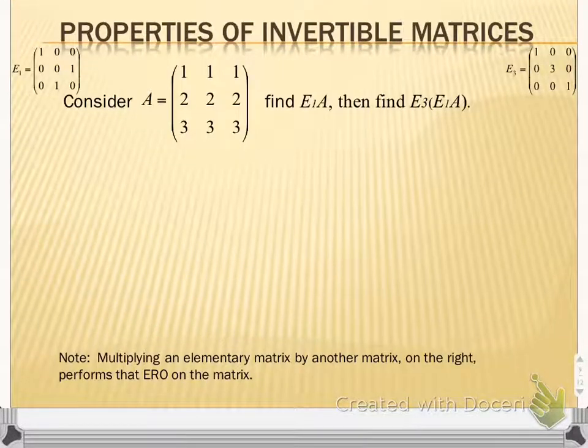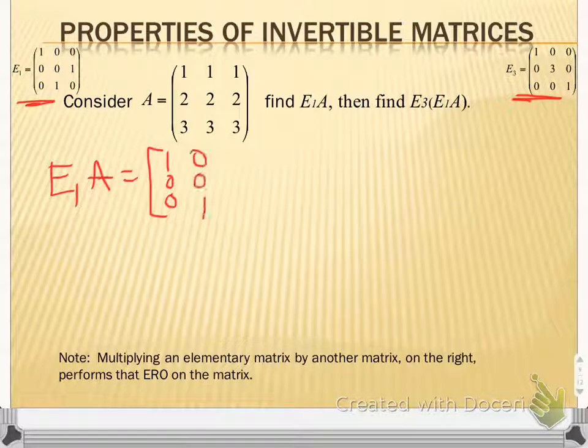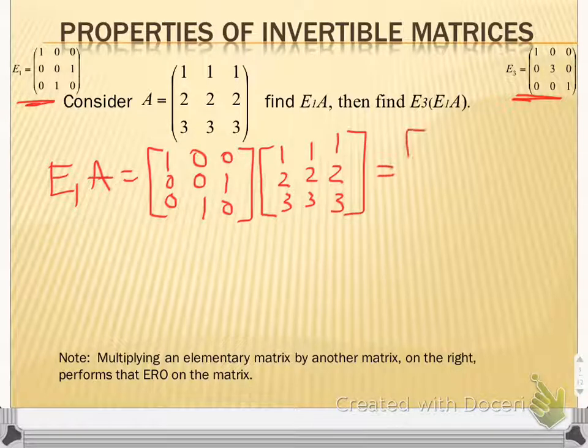Okay, so again, let's consider E1 and E3 from the last slide. We have this matrix A given, and let's find E1 times A. Well, E1 is 1, 0, 0, 0, 0, 1, 0, 1, 0, and A is 1, 2, 3, 1, 2, 3, 1, 2, 3. If we multiply, they're both 3 by 3 matrices, so we'll end up with a 3 by 3 matrix. And if we look at this first row, we're going to get 1, 1, 1.